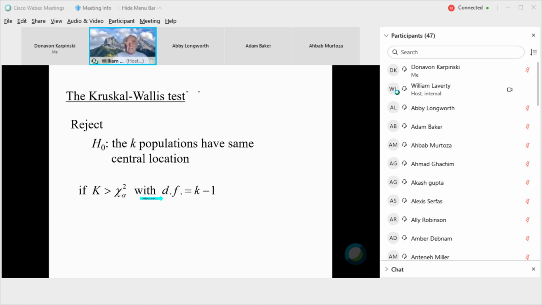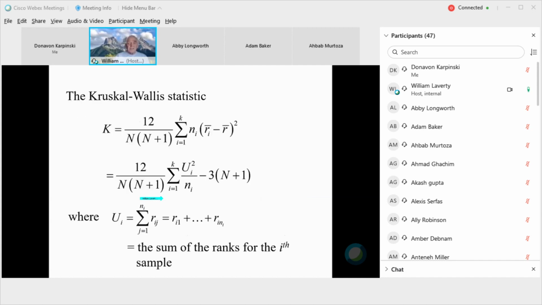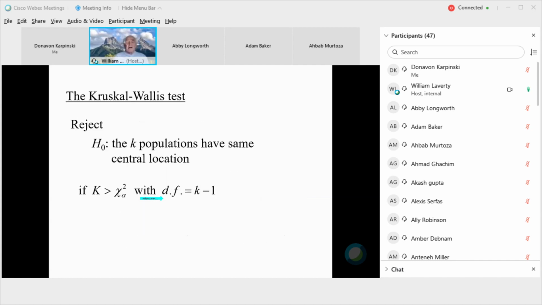That's the statistic K, a sum of squares, and it has a chi-square distribution. The degrees of freedom is equal to K minus 1. So you should reject H naught if K is large, if K is greater than chi-squared of alpha, with degrees of freedom K minus 1.